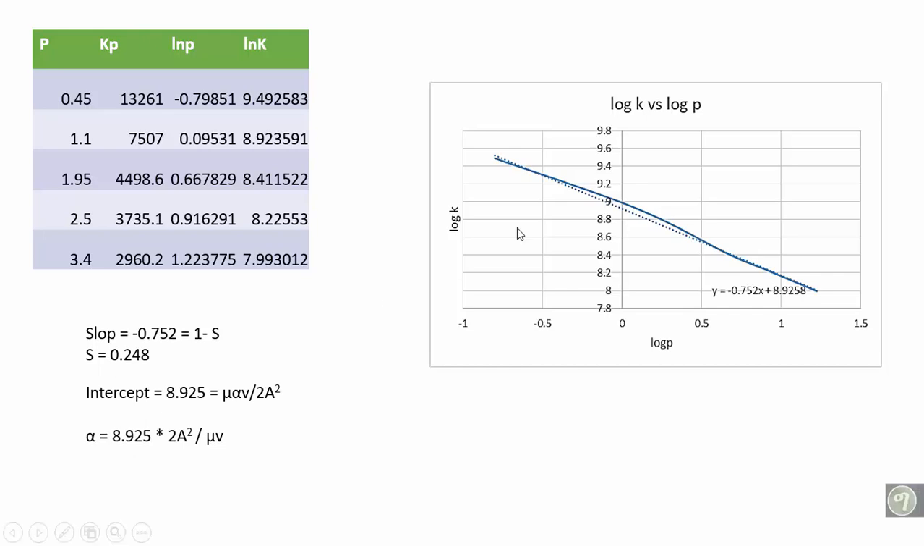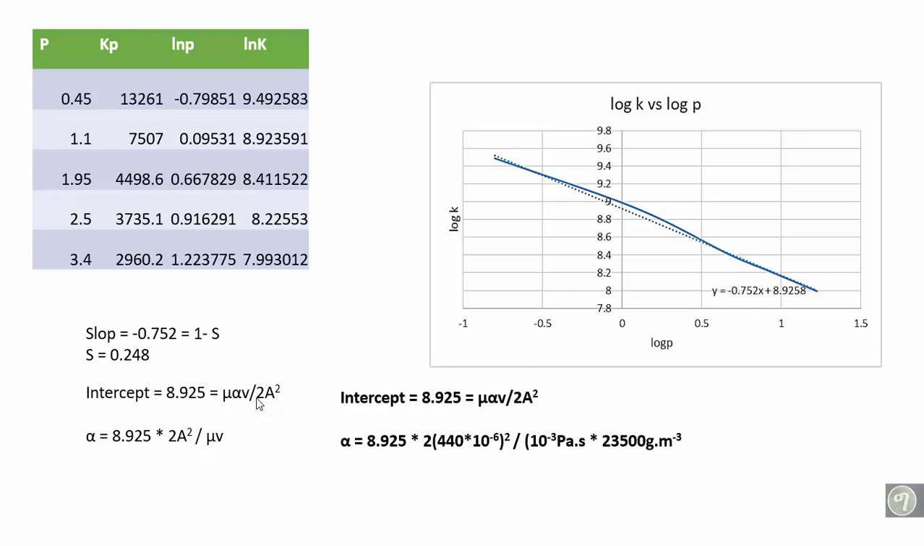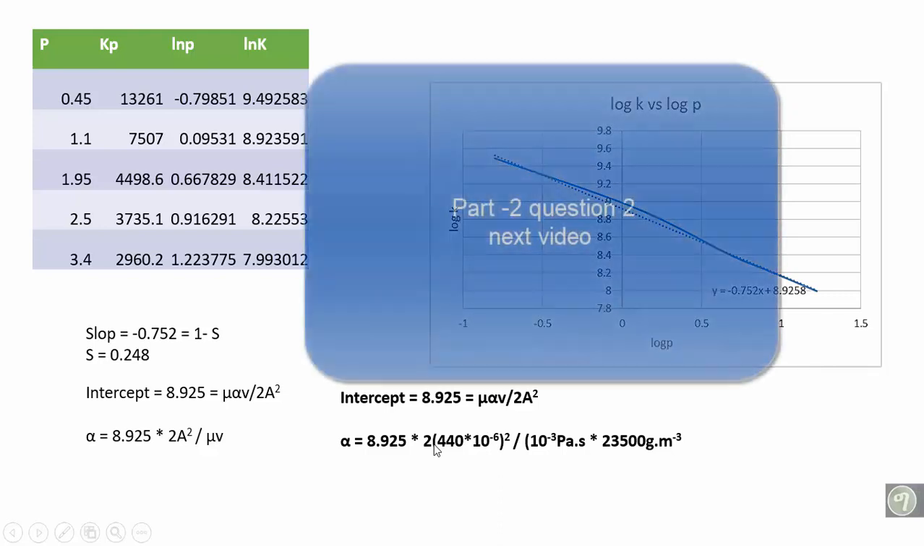The intercept here is 8.925. The intercept, which is 8.925, will be mu times alpha times v over 2A square root. So this alpha will be calculated using this equation. When you substitute all these values, you can determine the value of alpha.